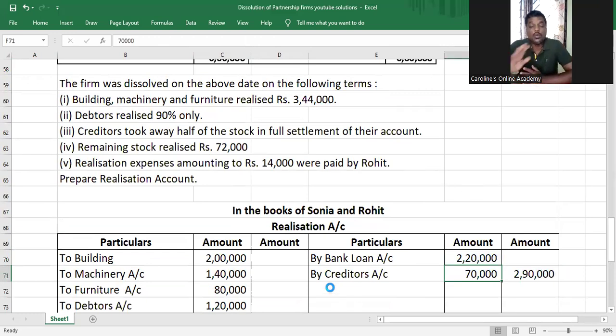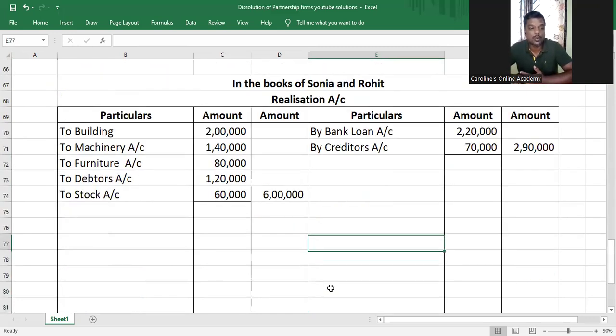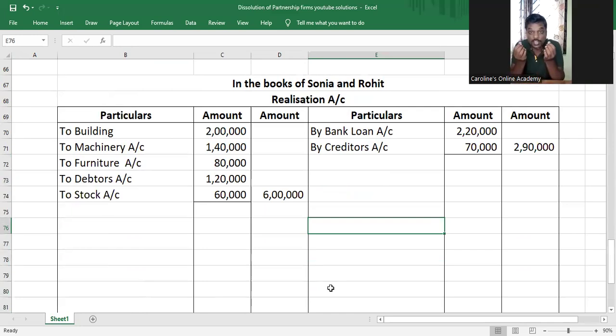All right, good. Now, after we have transferred the assets and liabilities from the balance sheet to the realization account at their book value, the next thing would be to realize the asset. Realizing means what? Selling the asset. When you sell the asset, what do you get? You get money.